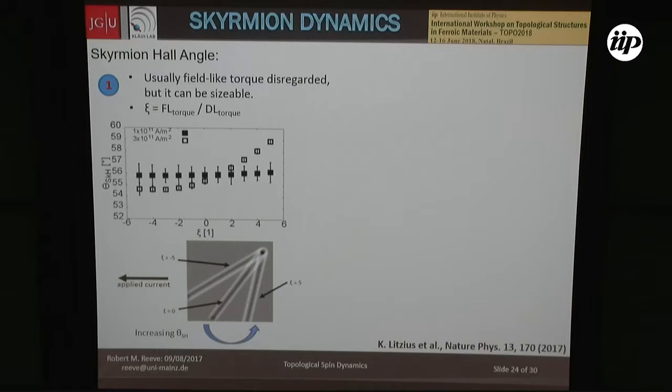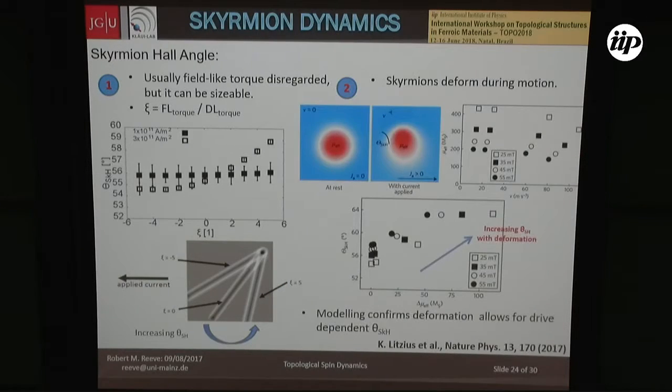And then secondly, a key ingredient in this is the fact that the skyrmions can deform during the motion. So we can see in our simulations that we also get deformation, and that also means that as we increase that deformation with increasing drive as a result of this field-like torque, then we're getting increasing skyrmion Hall angles. And there are also, based on analytical models that take this into account, you see that indeed you need to have this skyrmion deformation in order for this field-like torque to be acting.